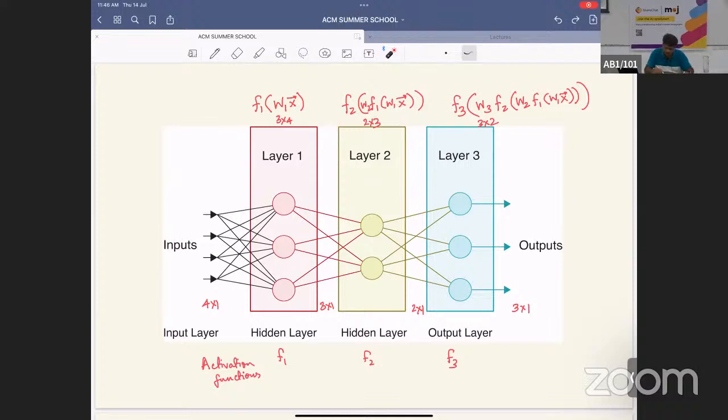Because if all these activation functions are not there, you can multiply the matrices W3 times W2 times W1, and you will get a single matrix that will multiply the input vector. Then you can collapse the multiple layers into a single layer. That is not useful. And the other answer is also correct: the complex interaction between the input and the output cannot be captured because it will stay linear. Everyone understood this? That is the significance of the activation function. So that's why activation functions are always non-linear.